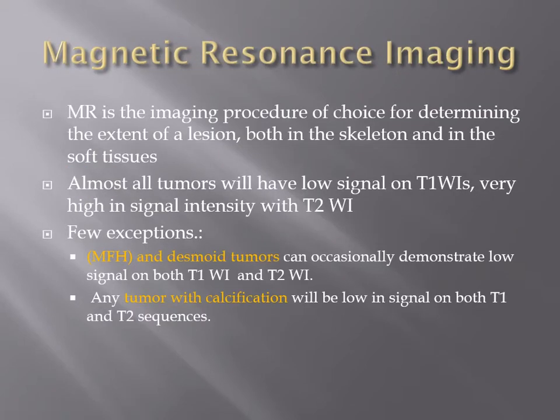Interestingly, they said MRI is the important diagnostic choice for the extent of the lesion in the skeleton and for soft tissue. They said almost all bone tumors will have a low signal on T1 and high on T2. However, the exceptions are MFH and desmoid tumor, because of their more fibrous content, so they will be low on both T1 and T2. Also, if the tumor contains calcification, it will be low as well in both T1 and T2 weighted images.